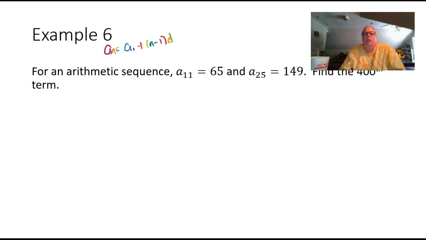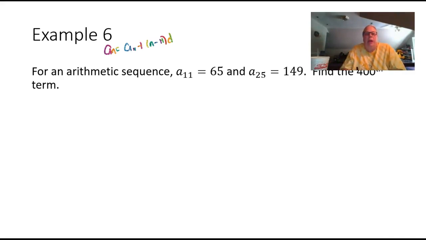So I'm actually going to alter this formula just slightly. Instead of a1, I'm going to use a11 here. And if I change that one, then I want to be sure and change this one back here to n minus 11, because this number tells me which term I'm using right here in the beginning of my formula. I'm going to use a25 as my an. So what I'm trying to do is figure out my common difference, because I need that to get to the 400th term.